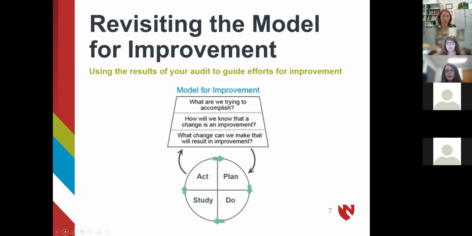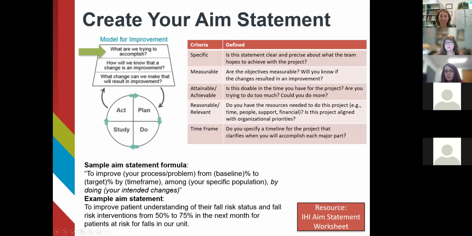So you may recall throughout our sessions, we've been briefly referencing the model for improvement by the Institute for Healthcare Improvement as a framework for rapid cycle quality improvement initiatives and practices. So the way we have this framed here is to use the results of your audit to help identify an area for improvement. Or as you mentioned, anything you identified from your gap analysis that you'd like to focus on for a small rapid cycle improvement project is appropriate as well.